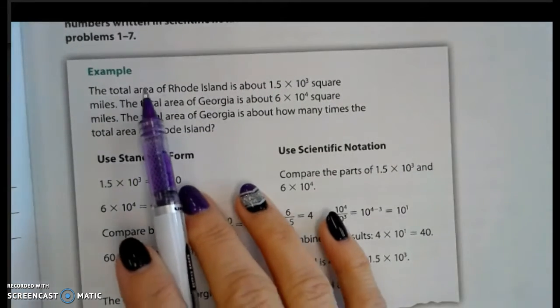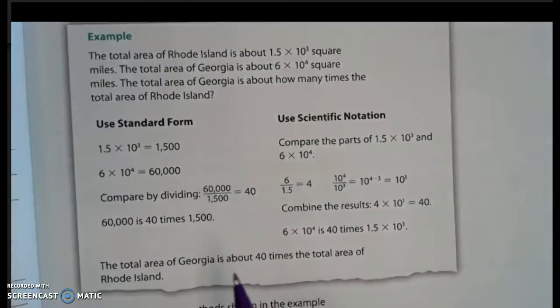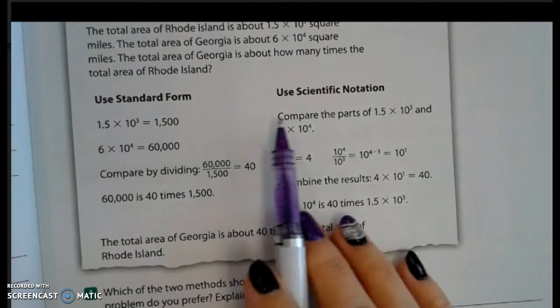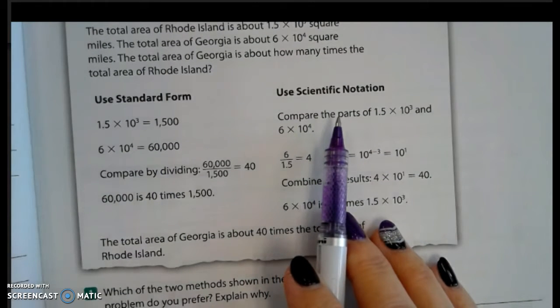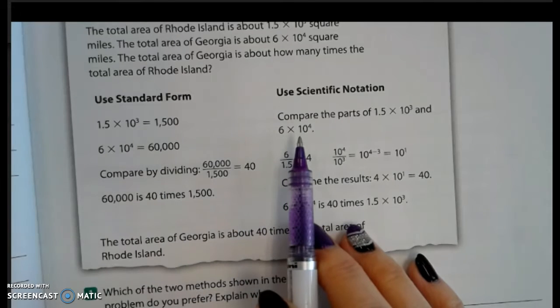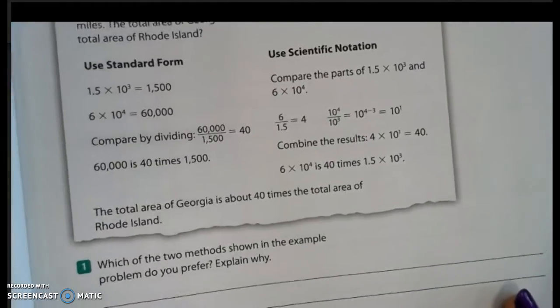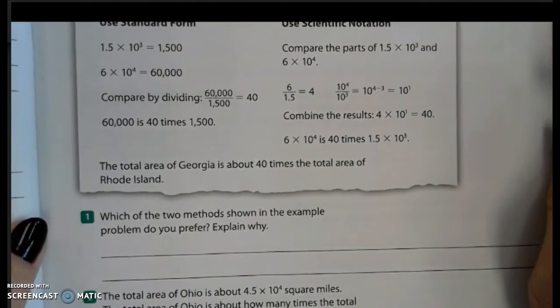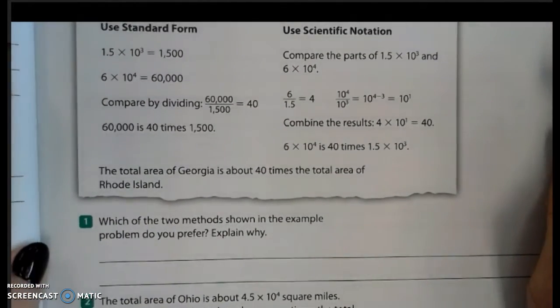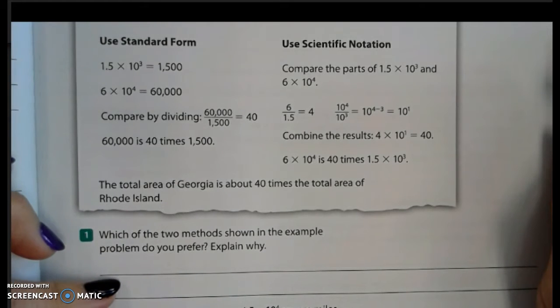The example is talking about the area of Rhode Island and the area of Georgia, and they are comparing these using standard form, and then they're comparing them in scientific notation. Remember, we talked about there being two strategies for solving these problems. This is your two strategies. Number 1 says, which of the two methods shown in the example problem do you prefer? This is just an opinion question. You really can't be wrong here. You just look at them and decide which you prefer.